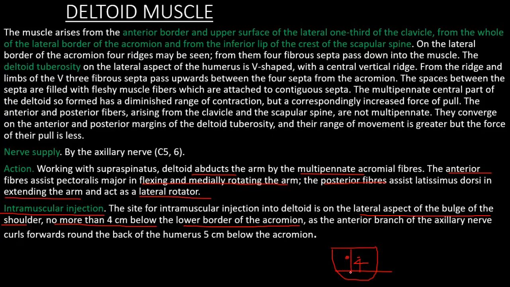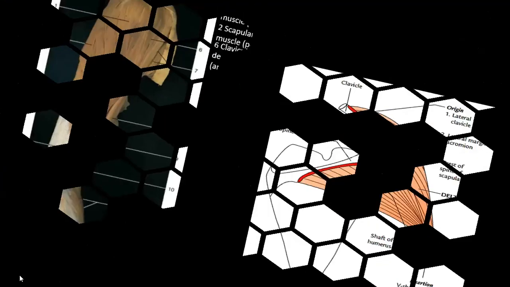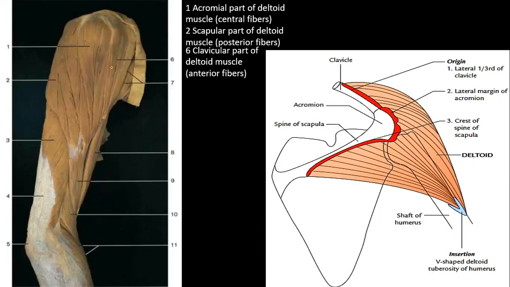Why should you go no more than 4 centimeters? Because there is risk of injury to the anterior branch of axillary nerve, which usually curls forwards around the back of the humerus, some 5 centimeters below the acromion. So you don't want to injure it by injecting there. Okay, so let's continue.